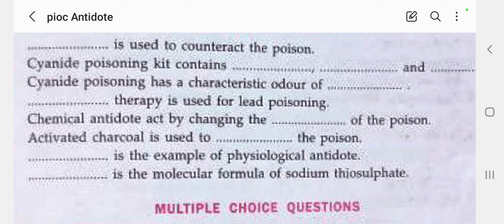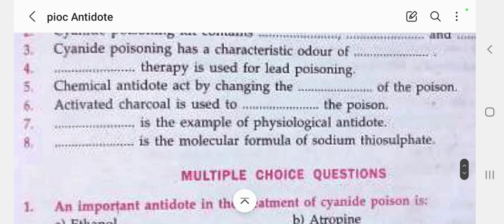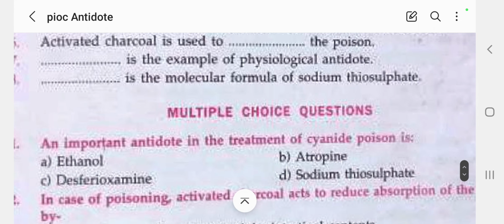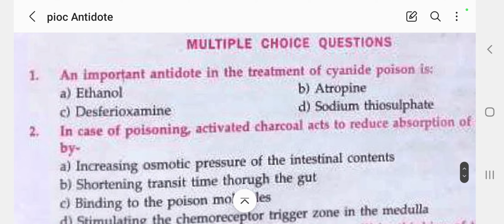Next question, activated charcoal is used to absorb the poison. Dash is the example of physiological antidote: sodium nitrite. Dash is the molecular formula for sodium thiosulfate: Na2S2O3. Next we'll see about multiple choice questions.